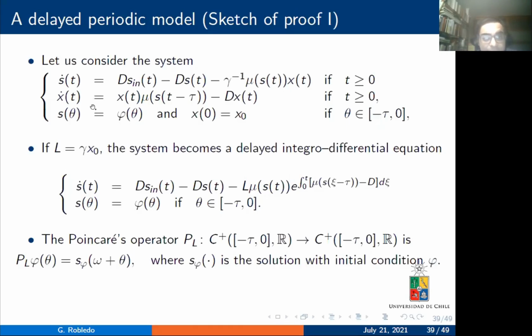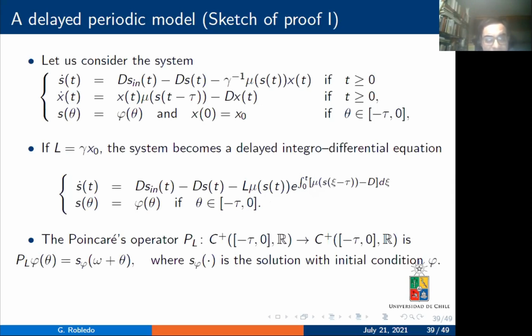We have the system, and we will introduce this notation. This coordinate of the initial condition with this constant gamma. This system can be transformed into this integral differential equation, and we can construct a Poincaré operator for this equation.